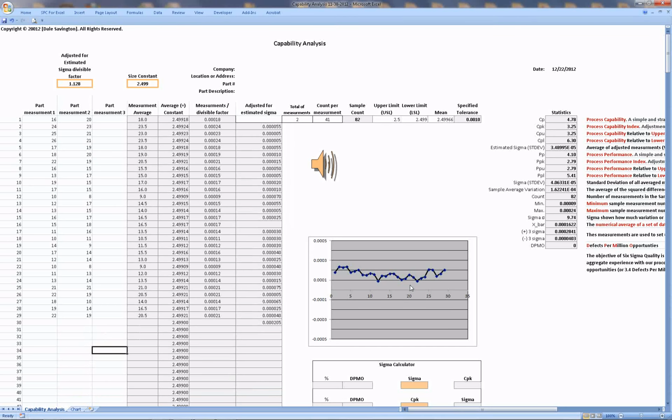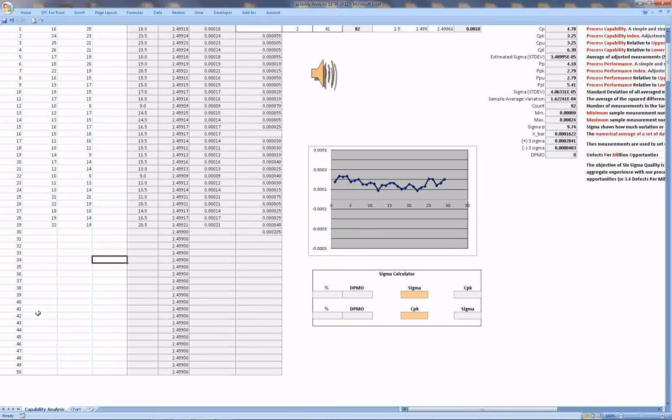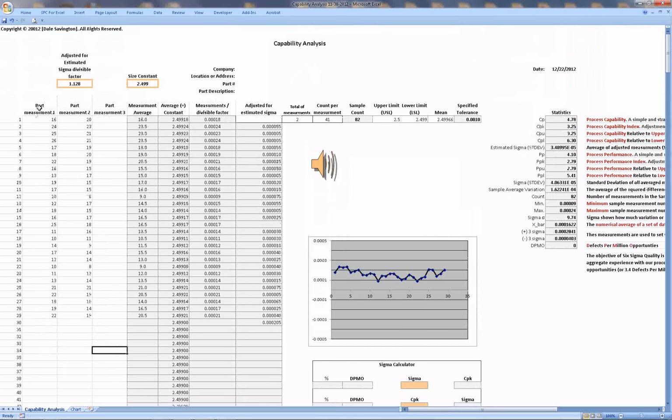Capability analysis allows the user up to 50 entries per part location measurement, or a total of 150 entries. You can see we can go from 1 down to 50. We have 1, 2, and 3, thus the 150. Part measurements are for one part each, meaning you can make up to 3 measurements for each part.